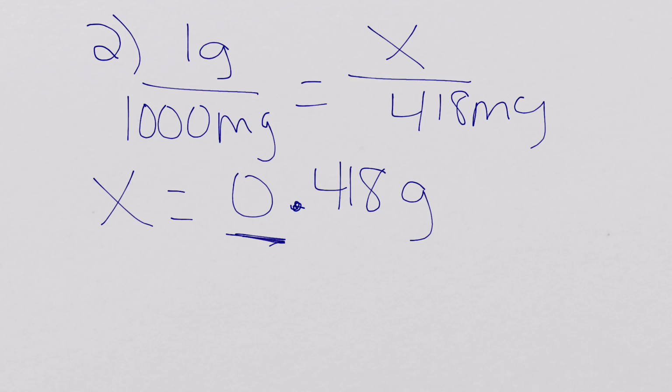Because if you don't put your 0 there, that decimal might get missed. And instead of a pharmacist giving out 0.418 grams of this medication, they might give out 418 grams. And that would definitely be a lethal dose.